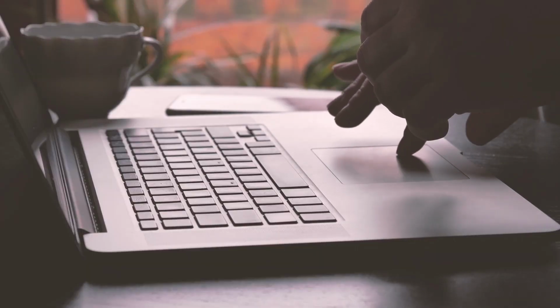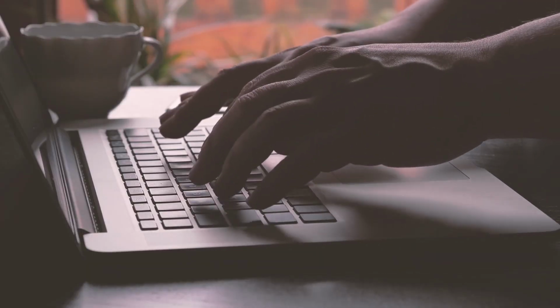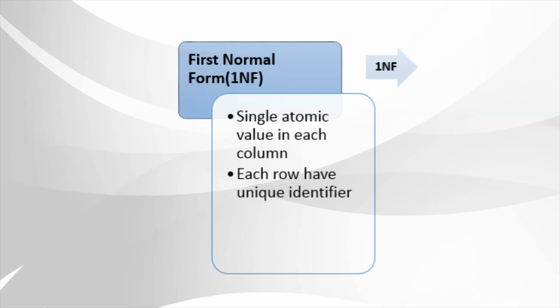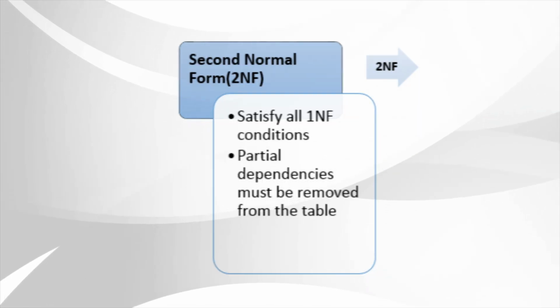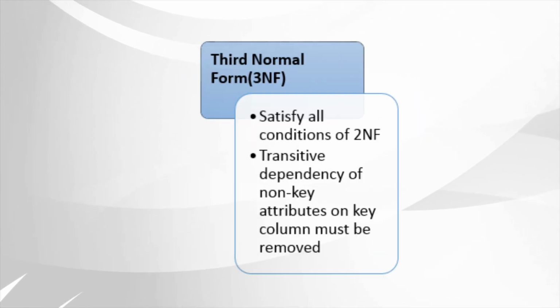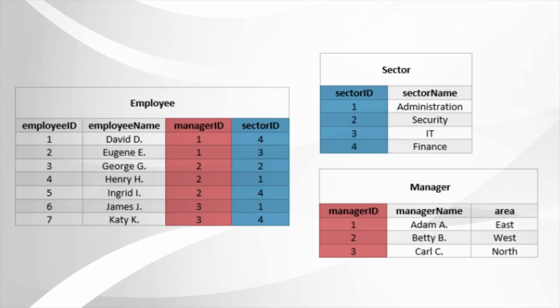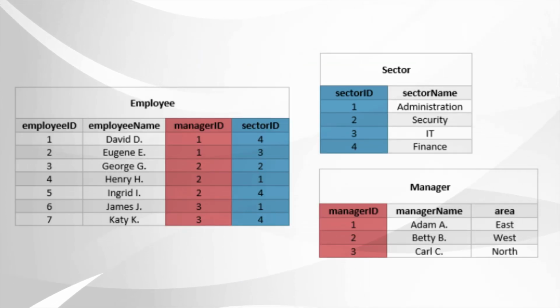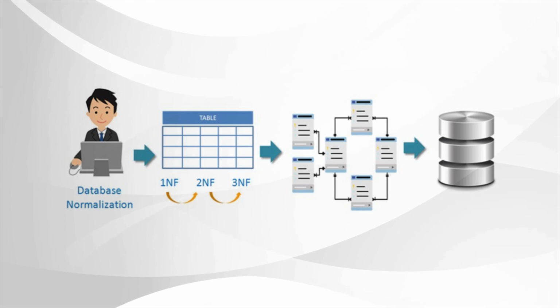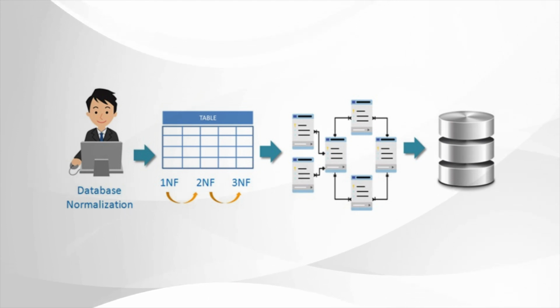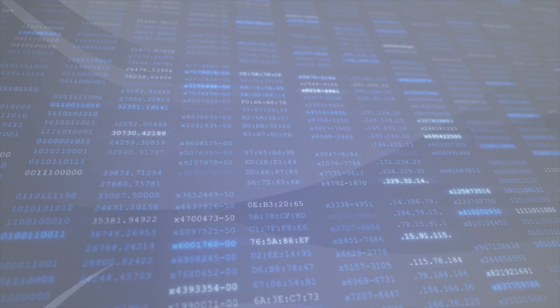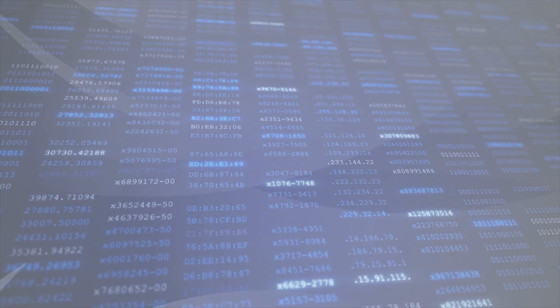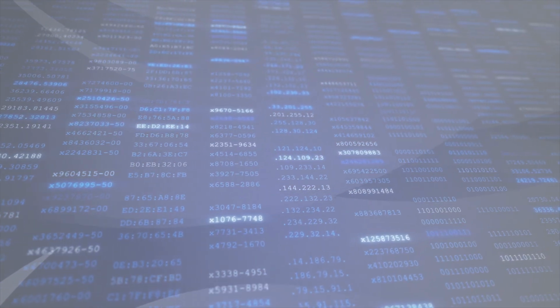Congratulations! You've just mastered the principles of database normalization, including first normal form, second normal form, and third normal form. By applying these principles to your database design, you'll ensure efficient and robust databases that minimize data redundancy and improve data integrity.